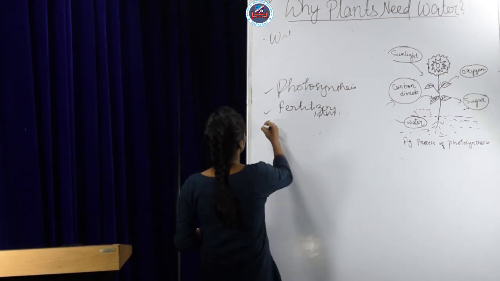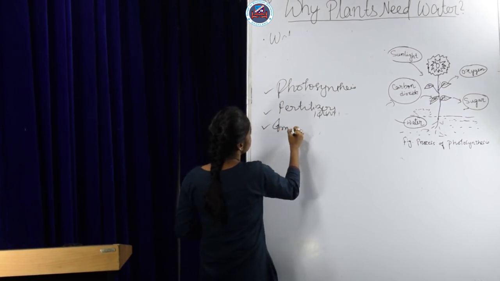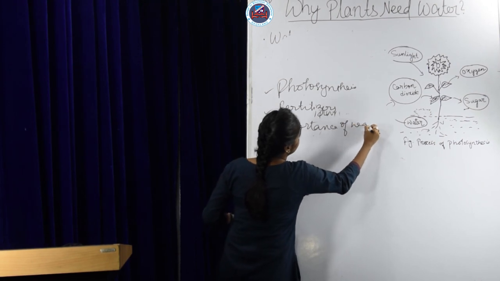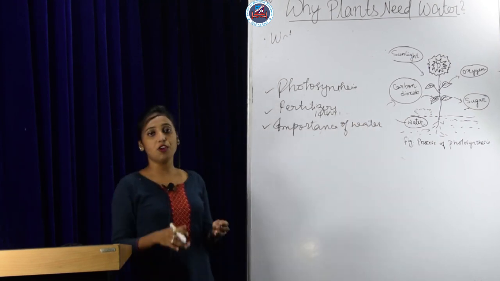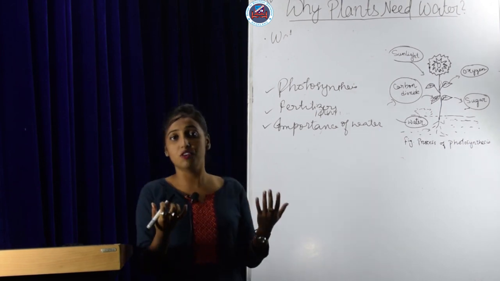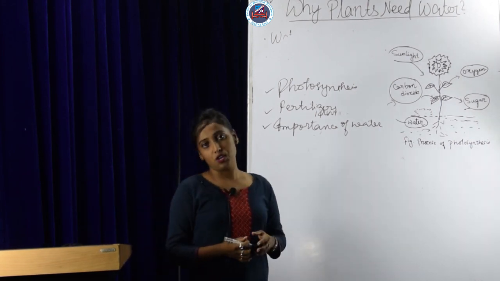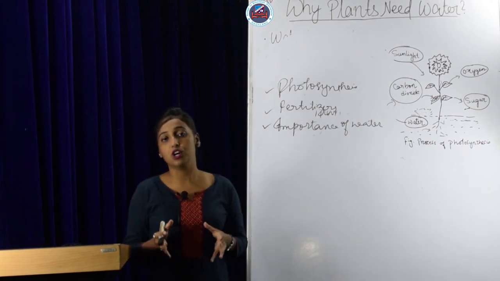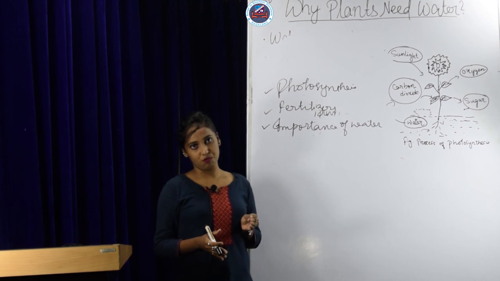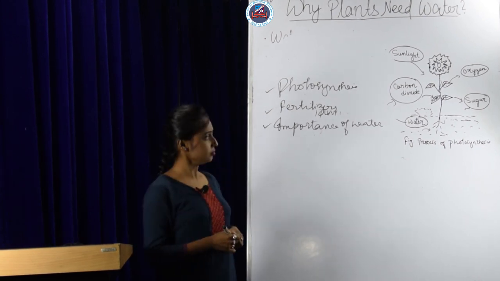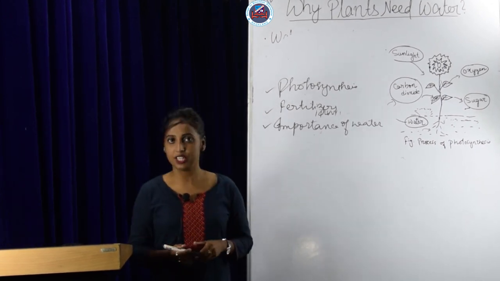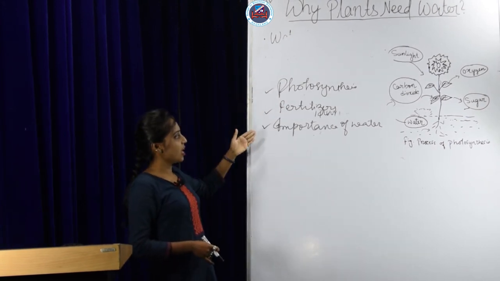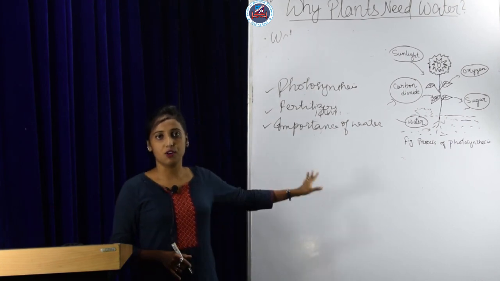And finally, we have learned about the importance of water for the plants. We cannot overestimate the importance of water in the life of the plants. See, 90% of the plant is made up of water and only 5% is used for photosynthesis. And the plants use more water than animals. So in this video we have learned about photosynthesis, fertilizers and the importance of water for the plants.